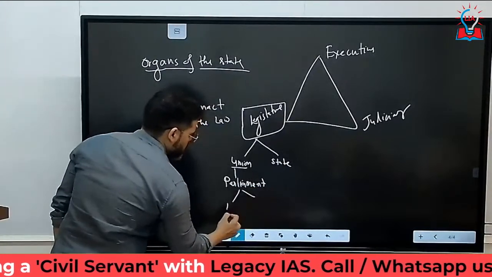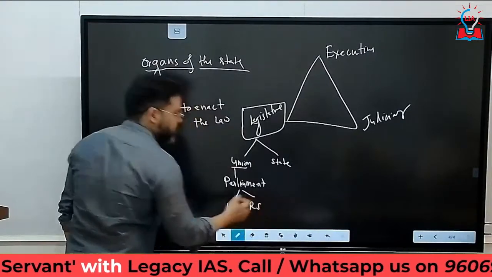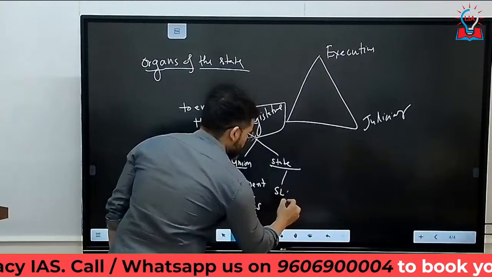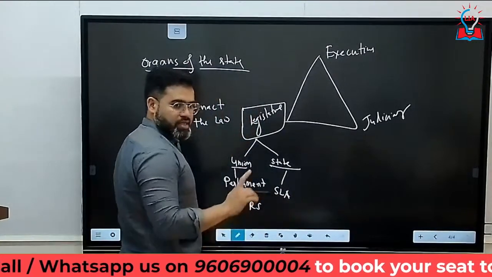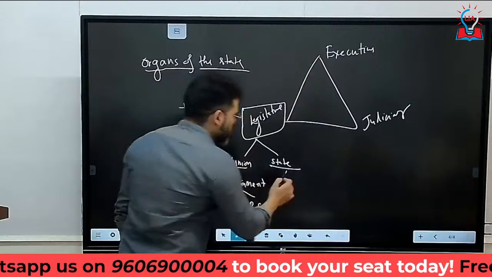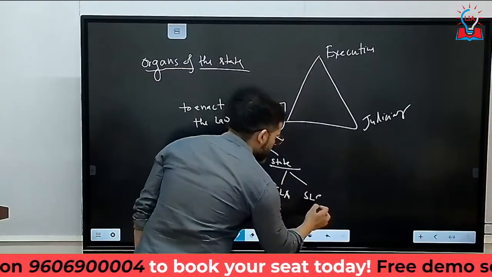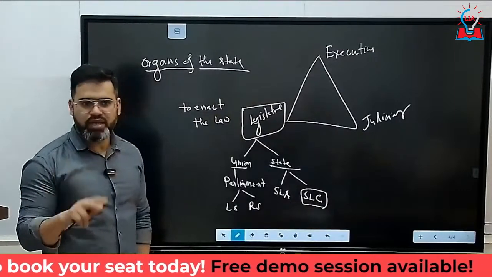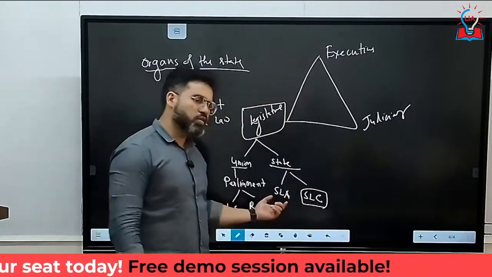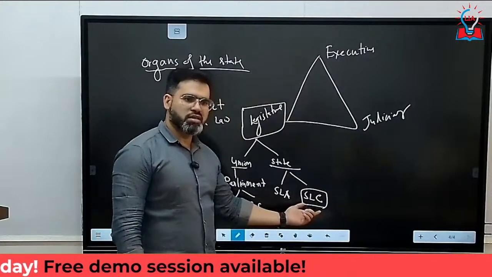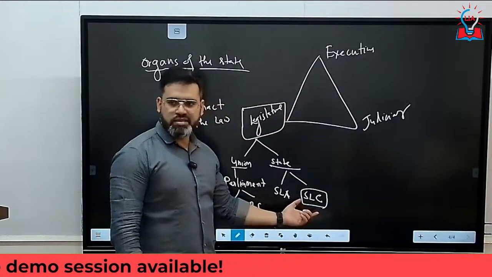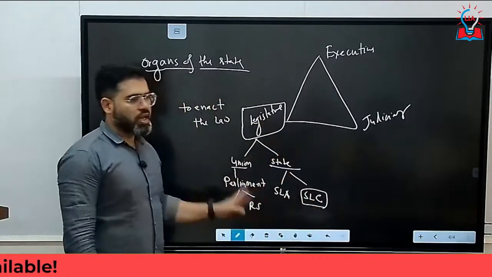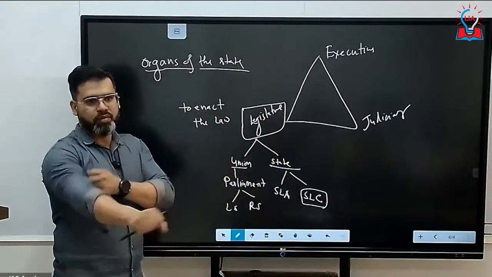Parliament again has Lok Sabha and Rajya Sabha. In the state legislature you have the state legislative assembly. One more is the state legislative council. Some states have two houses, an assembly as well as a council. These are called Vidhan Sabha and Vidhan Parishad. Right? Only 6 states in India have the second house also. This is what legislature is. Correct?